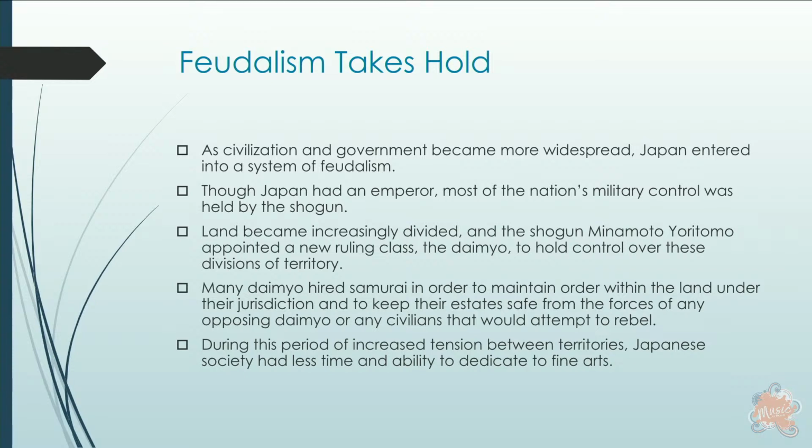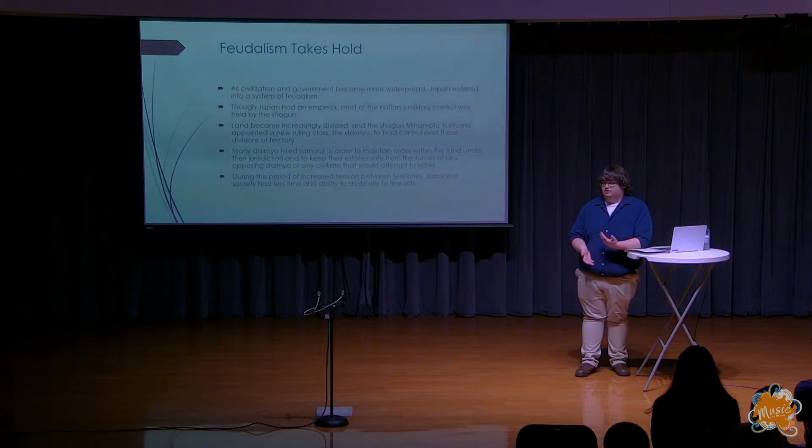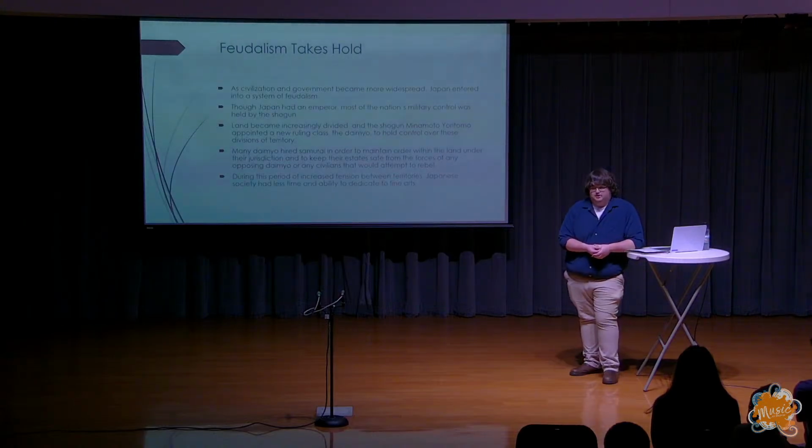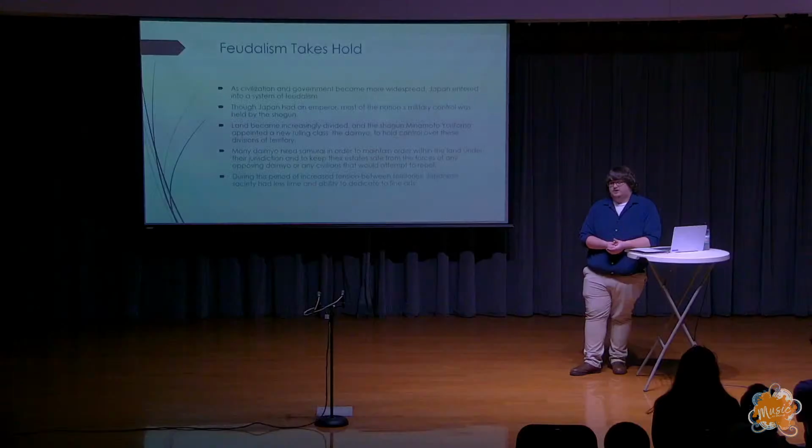Many daimyo would then hire samurai, which is another term that I think we throw around quite a bit. Maybe we don't quite know the definition. It's essentially just a mercenary that was hired to protect land or to advance onto other plots of land, both a shield to protect with and a spear to push forward with into different daimyo's territory in order to take it. As the title of the slide implies, feudalism is beginning to take hold, rising to full swing.